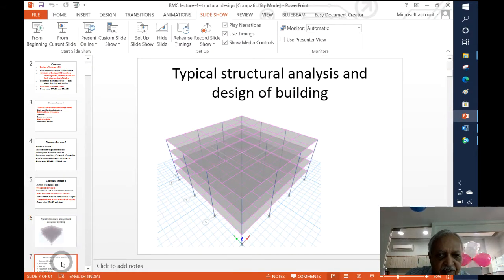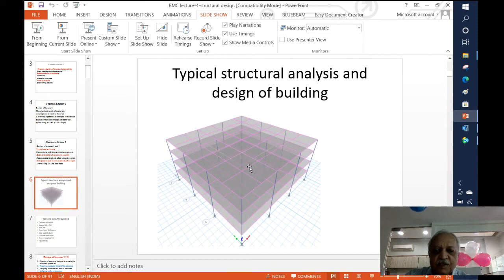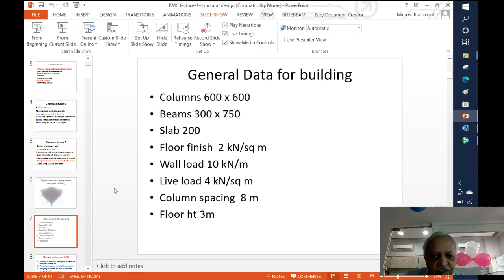Okay. As far as the general data for this particular building is concerned, we have this typical model made in ETABS, where we have considered simple data: columns of size 600 by 600, beams of size 300 by 750 depth, slab which is 200 thick, floor finish, and the wall load also considered. Then you have the live load of 4 kilonewton per square meter, floor height of 3 meters, and column spacing of 8 meters.